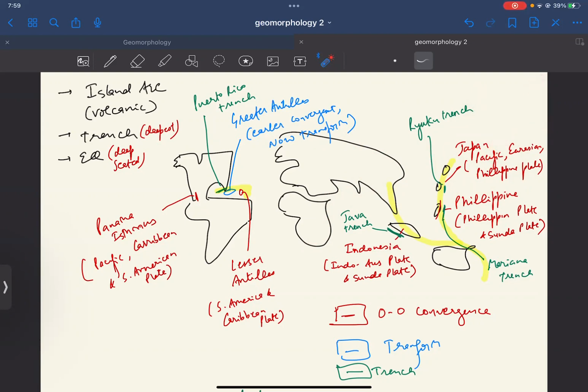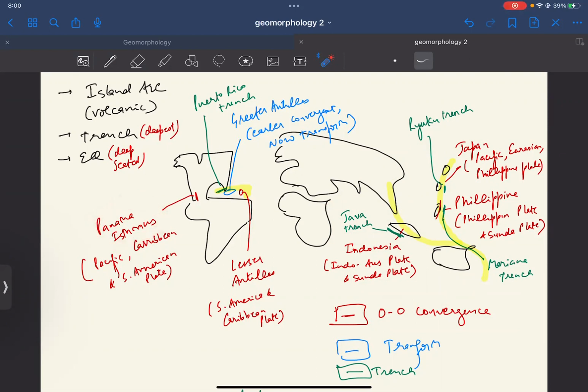The trench that has been formed in Japan is known as the Ryukyu Trench. In the case of the Philippines, it is known as the Mariana Trench. Likewise, the Indonesian islands have been formed by the Indo-Australian plate and Sunda plate. The trench that has been formed is known as the Java Trench. We know that along the Java Trench the tsunamis were created in 2004. Okay.